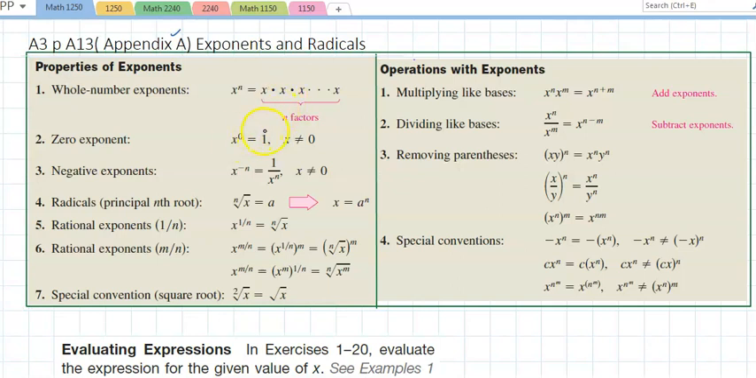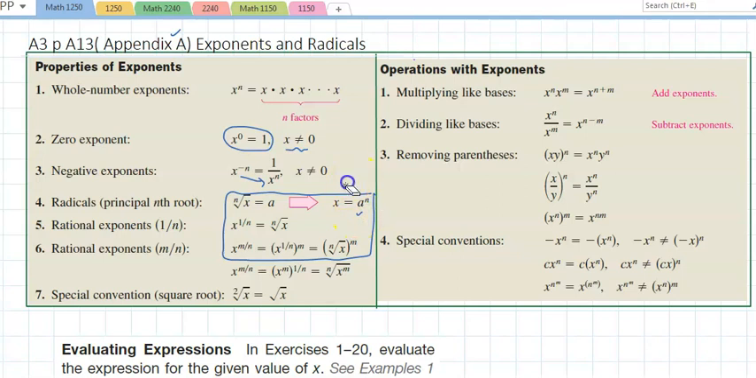So keep in mind, any number to the 0 power other than 0 is 1. Negative powers, they always move. This is crucial for us to really get things going. You could take a radical and write it as an exponential power.